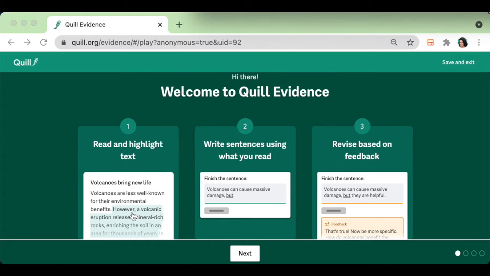As students write, they'll get immediate feedback that guides them through revision. They'll get feedback that helps them strengthen their logical reasoning, clarify their ideas, and increase the specificity of their evidence. And they'll get feedback on their grammar, spelling, and punctuation.